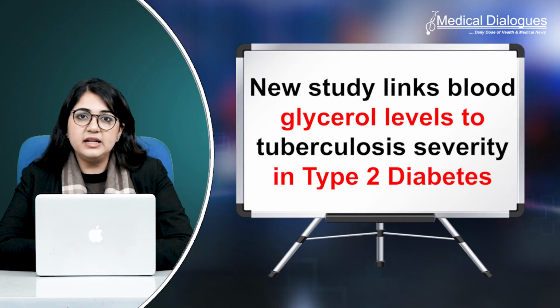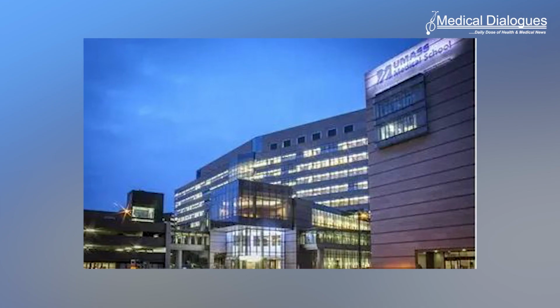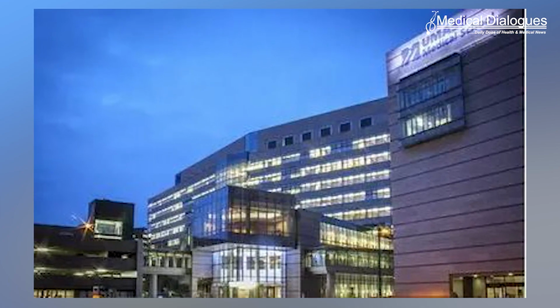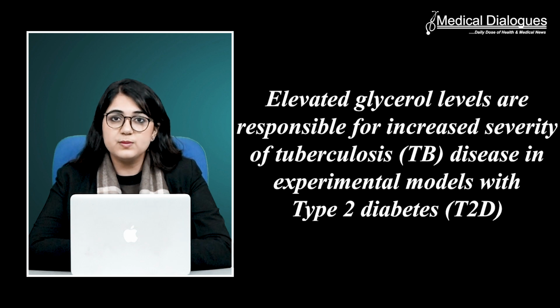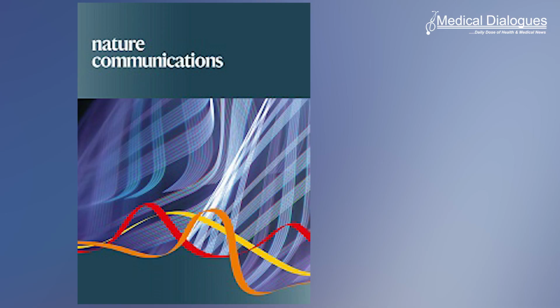New study links blood glycerol levels to tuberculosis severity in type 2 diabetes. A collaborative study between the A-Star Infectious Disease Lab and the University of Massachusetts Chan Medical School has uncovered that elevated glycerol levels are responsible for increased severity of tuberculosis disease in experimental models with type 2 diabetes. This research advances our understanding of how both diseases interact with each other, identifying elevated glycerol and an enzyme utilizing glycerol in the pathogen responsible for causing TB as novel therapeutic avenues for treating patients with these conditions. The paper was published in Nature Communications.